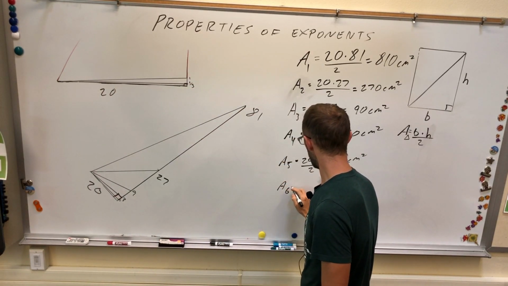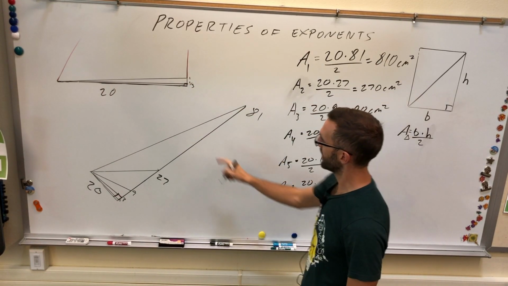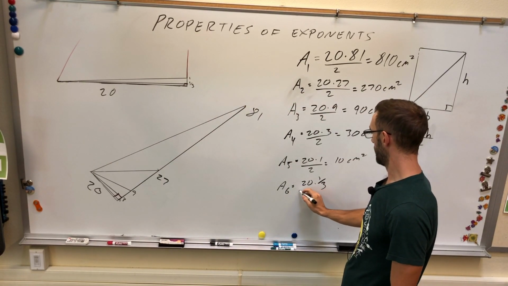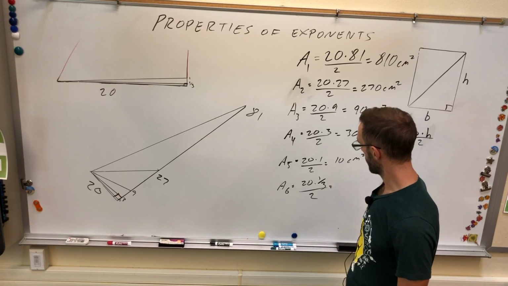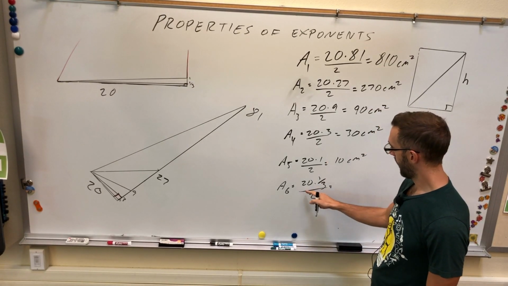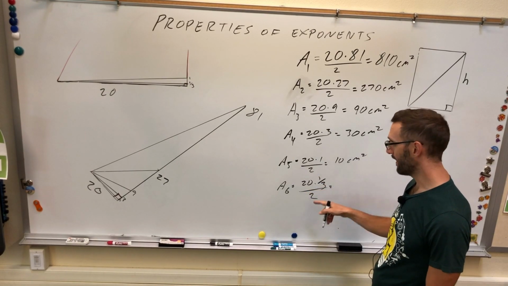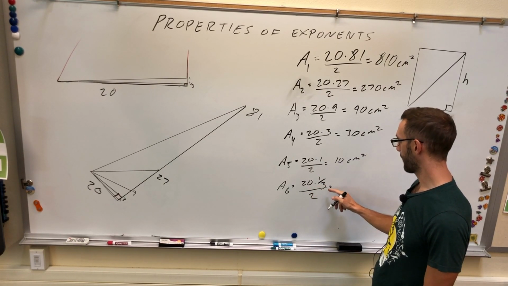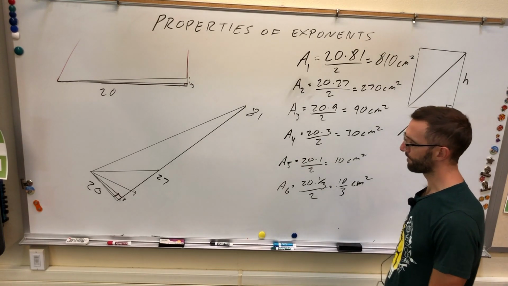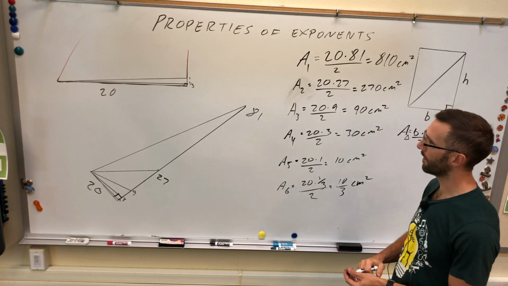So the area of the sixth triangle is a base of 20, a height of a third, all over 2. So let's just play with this still. You can have a fraction in the numerator, that's fine. 20 over 2 is 10. 10 times a third is 10 thirds. There we go.